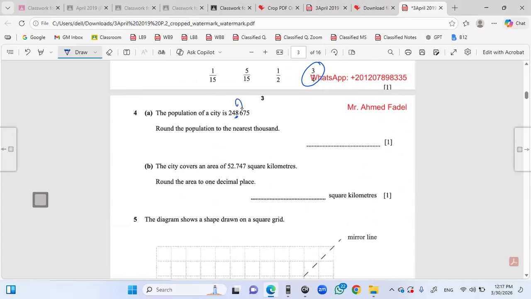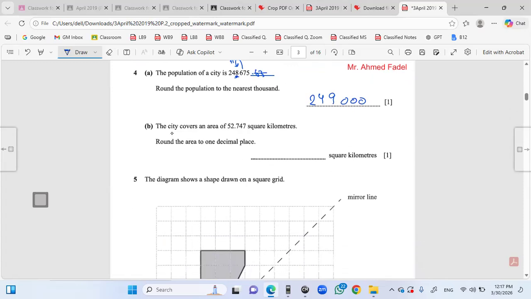The 8 becomes 9. Everything before this underlined digit stays the same. Everything after it, it depends. If it's part of the whole number, zeros. If you had a decimal after it, then remove it. So the digits in the whole number, you just turn them into 0. If you had decimal places, you just remove them.